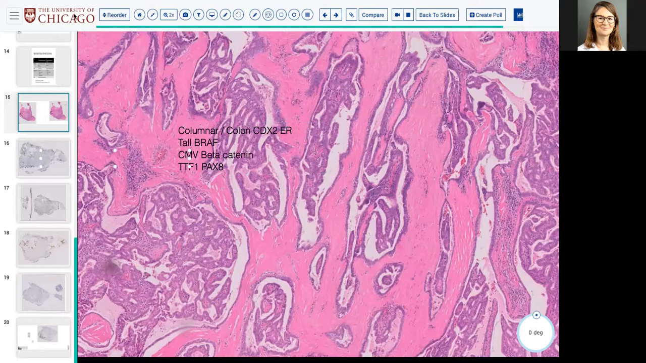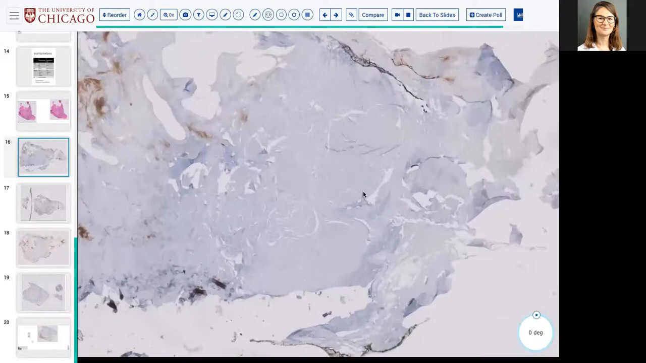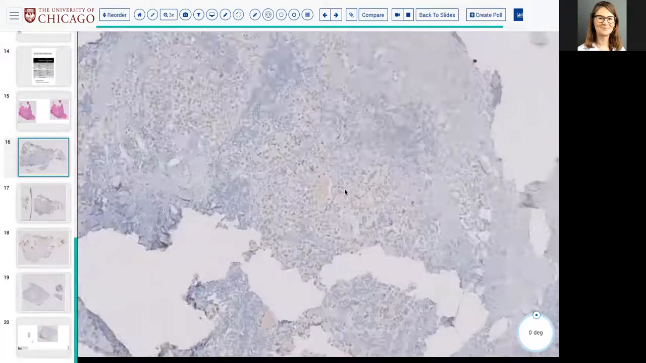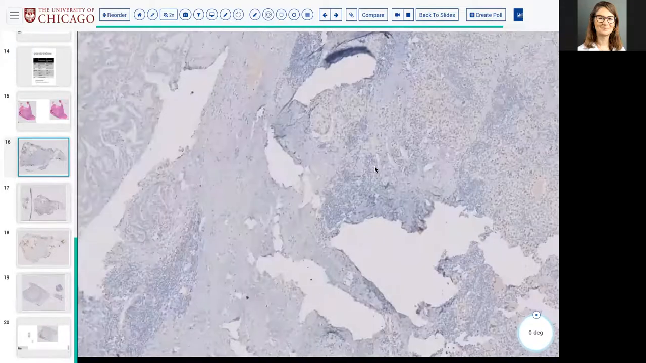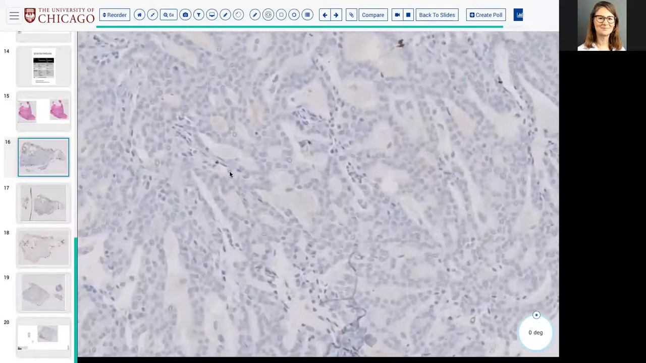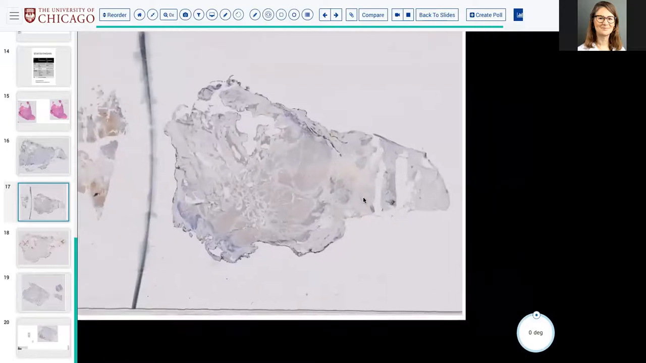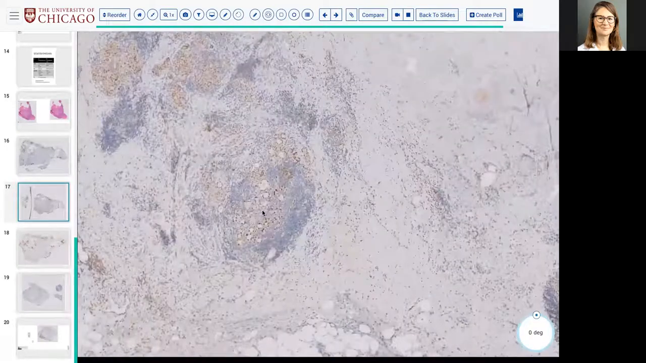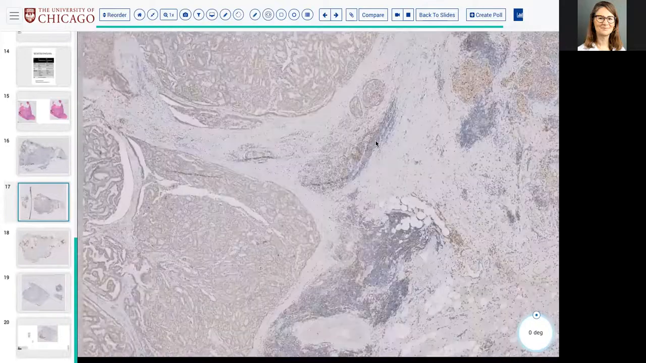Let's see what we have here on the immunos. I can't remember in what order I put them, but let's see if we can figure it out. This is staining the background thyroid, so this is either TTF1 or PAX8. This one is negative, I think that's TTF1. This is also staining the background, so that must be PAX8. Tumor.